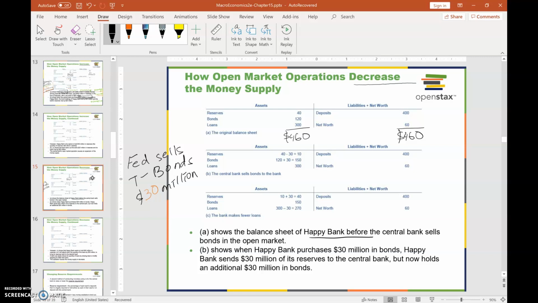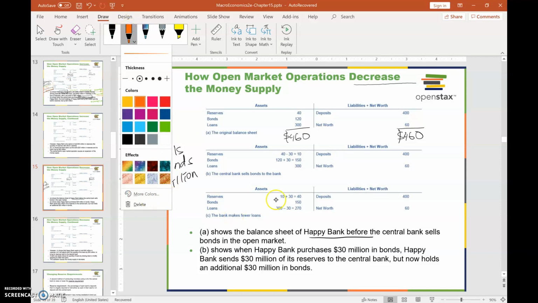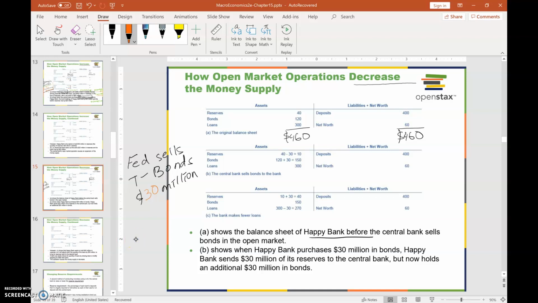The way it does that is by selling treasury bonds. Over here, the Fed is selling treasury bonds worth $30 million. So the amount of treasury bonds increases from 120 to 150 in step B. And the commercial banks are paying for these bonds using its reserves. So the reserves are going down by $30 million and they have $10 million in reserves.